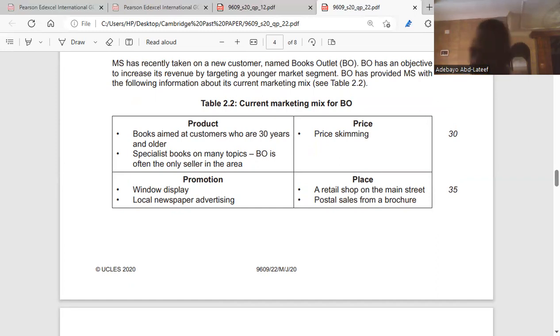The second point is about products. It's books aimed at customers who are 30 years and older. Specialist books on many topics. Often the only seller in the area. So BO should start talking with younger customers, with books that are readable for young customers, not older than 30. Do you get the point? Is it age discrimination? No, it's not about age discrimination. They're selling only to 30 years and older. They are selling, not employing, so it's not age discrimination.